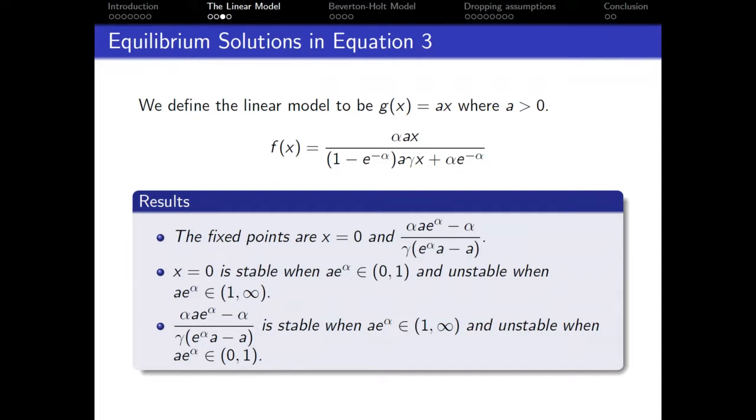minus a. For x equal to 0, we have a stable critical point when a e to the alpha exists between 0 and 1, and an unstable critical point when a e to the alpha exists between 1 and infinity. Furthermore, alpha a e to the alpha minus alpha divided by gamma e to the alpha a minus a is stable when a e to the alpha exists between 1 and infinity, and unstable when a e to the alpha exists between 0 and 1.